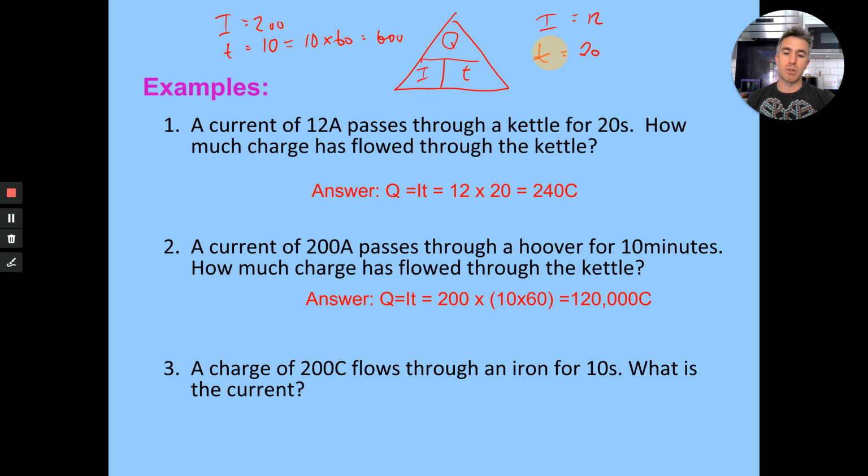A charge of 200 flows through an iron for 10 seconds. What is the current? Okay, this one's different though. This one's given us charge. So Q is 200. The time is 10. So it's divided. Oh, that's badly positioned. 200 divided by 10 is 20 amps. That's a lot of current. 20 amps is bad. If there's 20 amps going through your house, you should be aware. Did I just make that up?